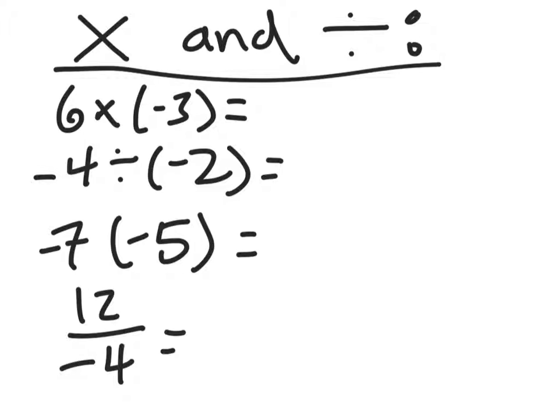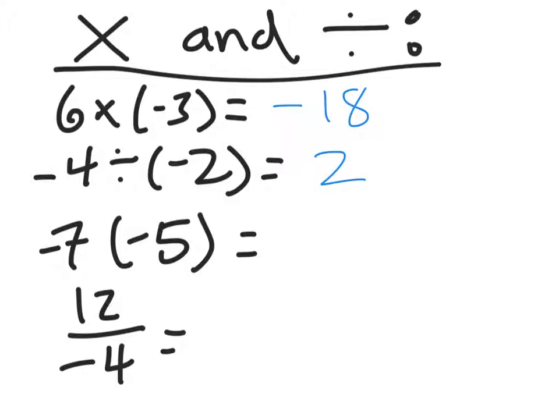So this first example, 6 times negative 3, you have a positive 6 and negative 3, so you know the answer is going to be negative. And then 6 times 3 is 18, so you just get negative 18. The second example, negative 4 divided by negative 2. This time they're both negative, and 2 negatives cancel each other out when you're doing multiplication and division, of course. That'll give us a positive, and 4 divided by 2 is 2, so a positive 2.